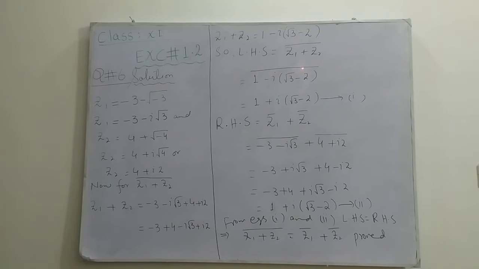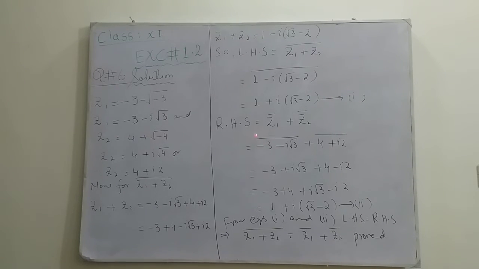When we take conjugate of any complex number, then the sign of the imaginary part will be changed. So here it becomes 1, minus will be changed into plus. So it is 1 plus iota into (under root 3 minus 2). This is equation number 1.